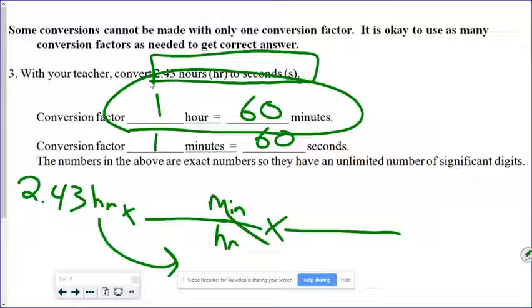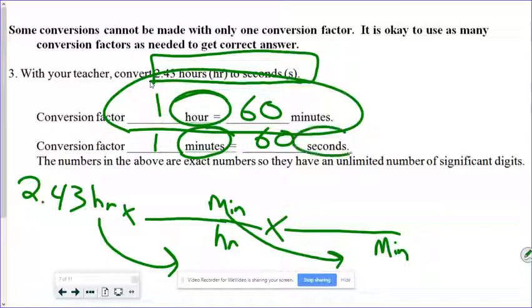Whatever this label is on top, it must go on the bottom. Minutes. What can I convert minutes into? Well, I could go back to hours, but that wouldn't make any sense. I can take my minutes and I can go to seconds though.